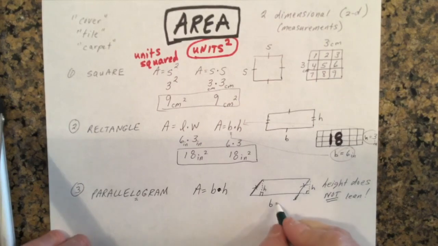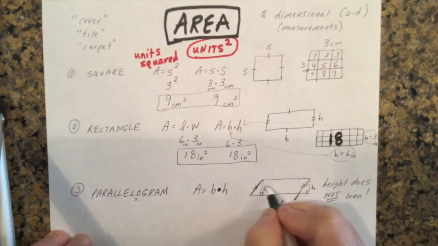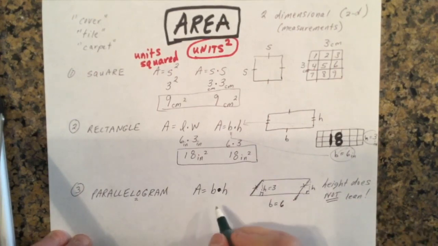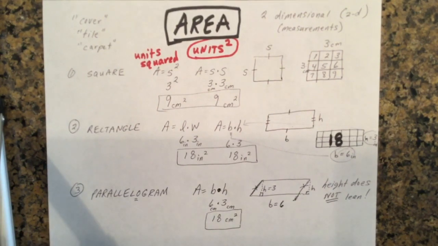Okay, so let's say this base is 6, and this height is 3. So again, we would just substitute them in. The base is 6, the height is 3, and so if this is 6 centimeters and this is 3 centimeters, then this would be 18 centimeters squared. And that would be the answer to your parallelogram. That would be the area of that shape. Okay, so it looks a lot like the rectangle. The only thing is we have to make sure that we do not use a leaning height. It has to be the straight up and down height.